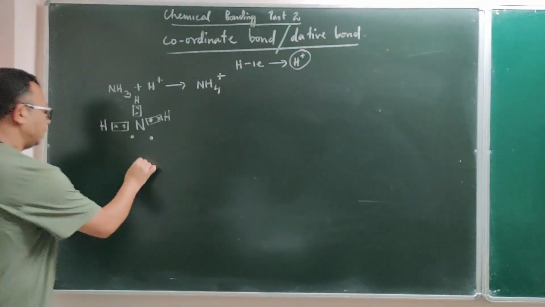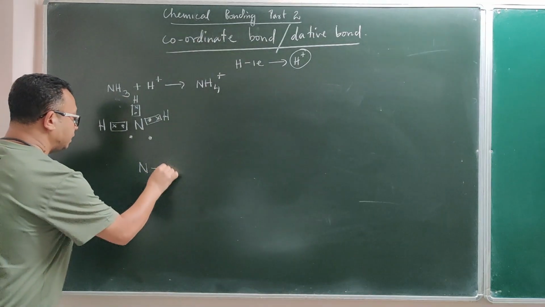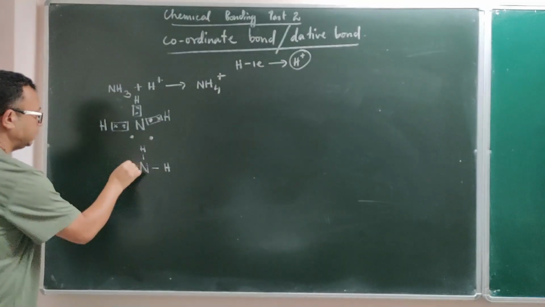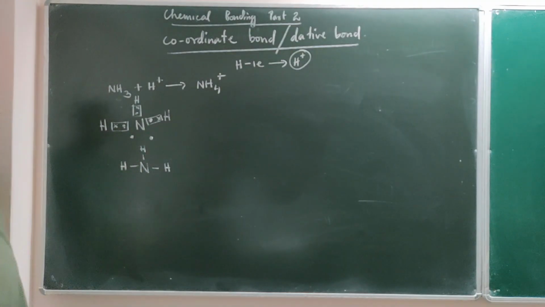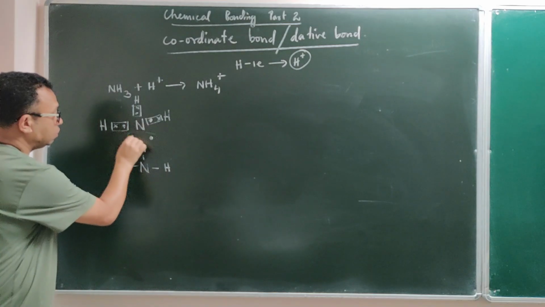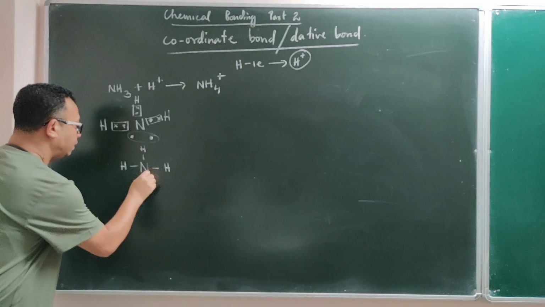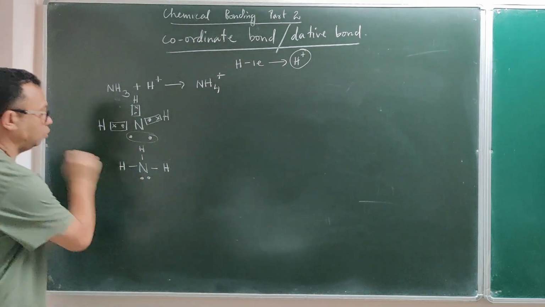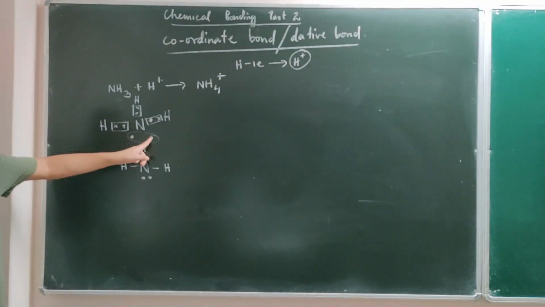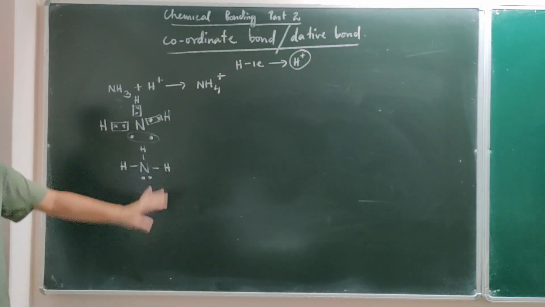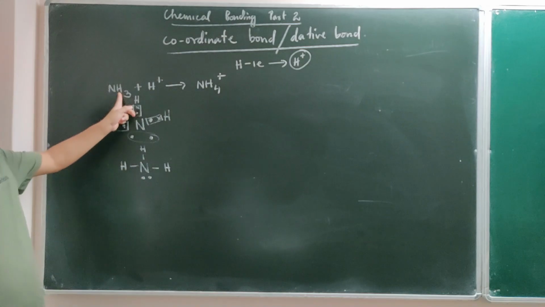Then in ammonia we have a structure something like this: a single covalent bond with this hydrogen, a single covalent bond with this hydrogen, and a single covalent bond with this hydrogen. Then you should know these 2 electrons of nitrogen were not used in the formation of a bond. That's why we call them the lone pair. So here is the lone pair of nitrogen, not used in the formation of a bond. This is the structure of ammonia.